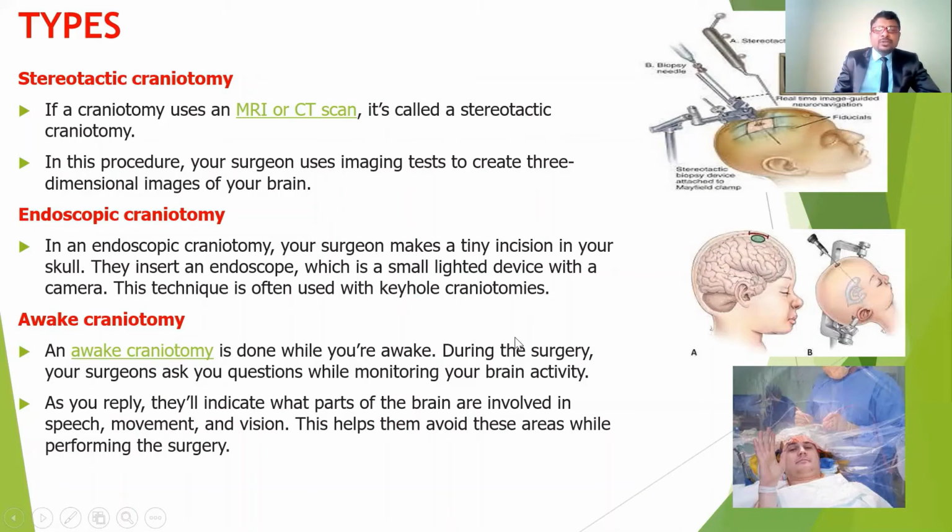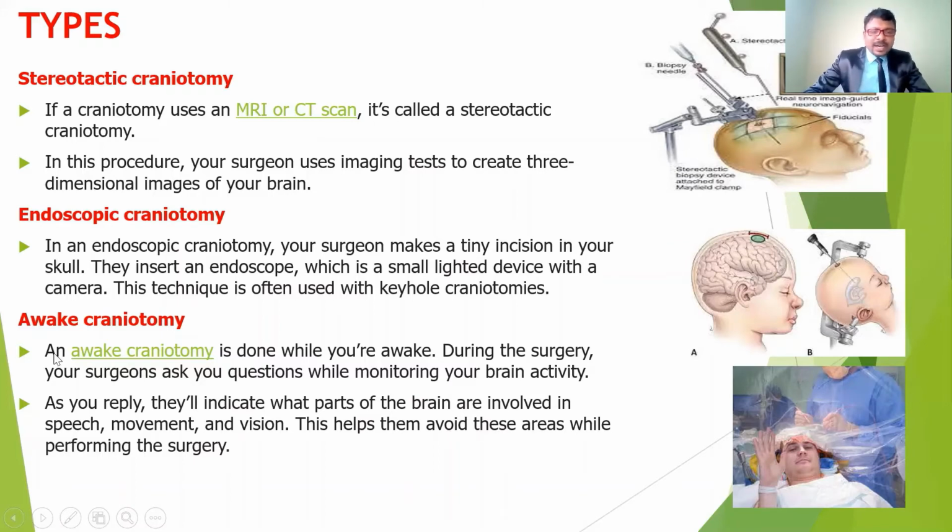And next, the endoscopic craniotomies. Endoscopic means, as we just discussed, we are going to make a keyhole. From the keyhole, the endoscope is sent inside the brain. This tube is going to give complete information and images inside the brain. Through this, they are going to remove the affected part in case of tumors and also in case of any other abnormalities.